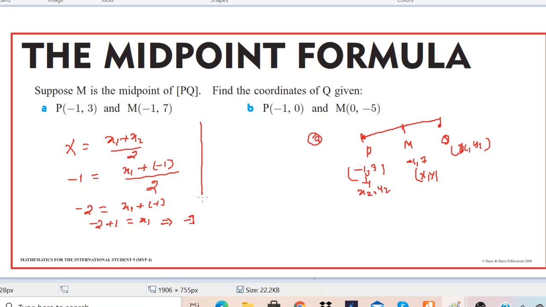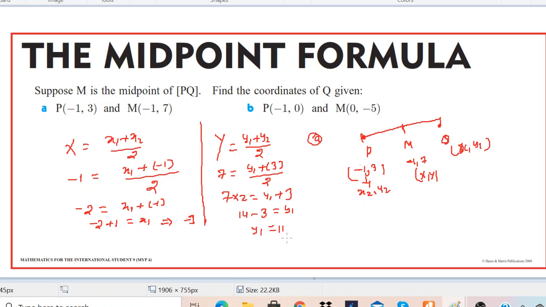Now similarly we can find y1. So we know the formula, y1 plus y2 divided by 2. The y coordinate is 7 over here and y1 is not known, y2 is 3, and then divide by 2. So it's 7 into 2 is equal to y1 plus 3. So it's 14 minus 3 is equal to y1. Therefore y1 is equal to 11. So we found the coordinates of point Q as -1, 11.